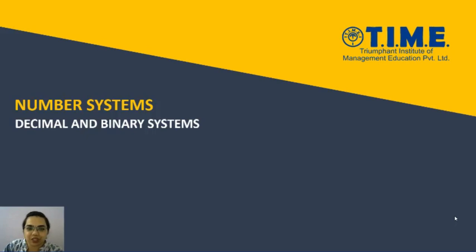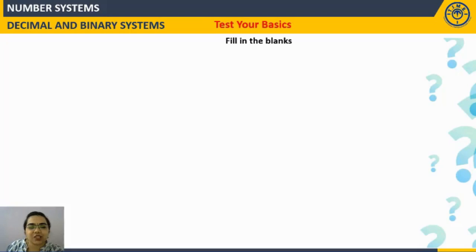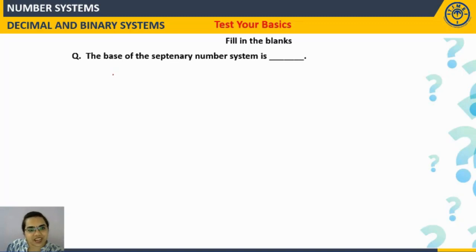So let us now move into the questions and see how we are going to use the concepts that we have learned. Let us begin with the first question. The first set of questions are fill in the blanks. The base of the septenary number system is dash. Now this is a septenary number system, so can you tell me what will be its base? The base of the septenary number system is 7. Okay, let's see the next one.